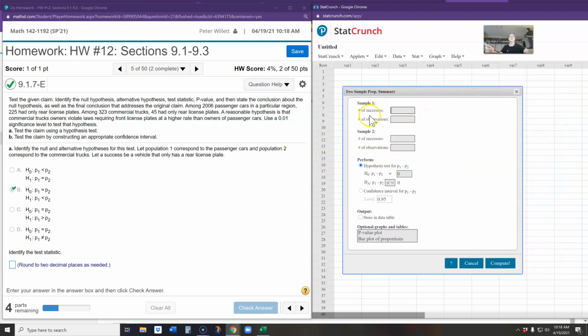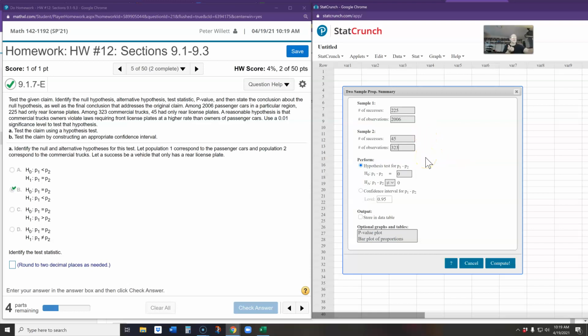So we have to remember here, sample 1 for P1 is the passenger cars, and that was 225 out of 2006. And for sample 2, which was the commercial trucks, we had 45 out of 323. So I'm going to try to double check as I enter these in.